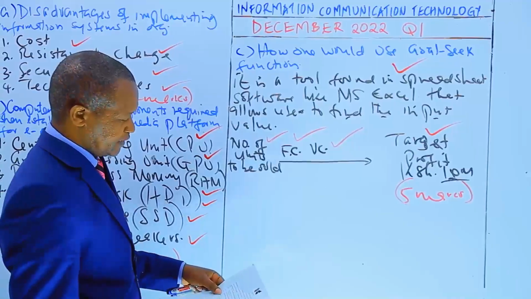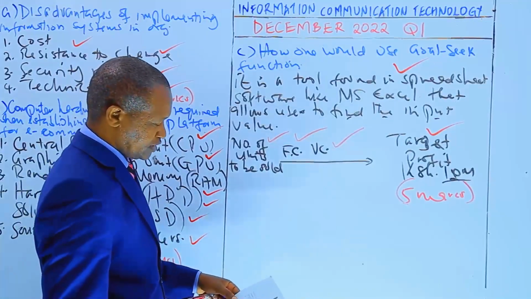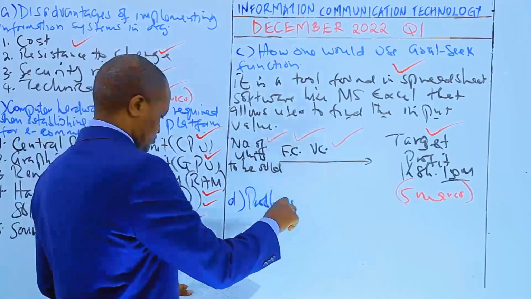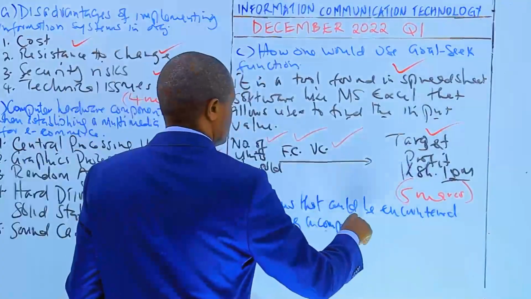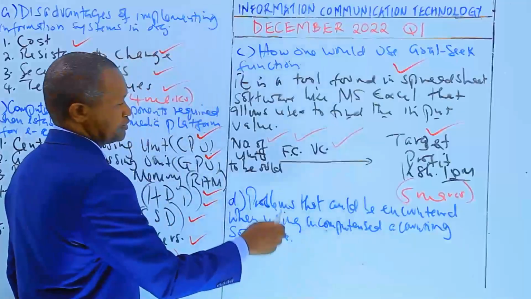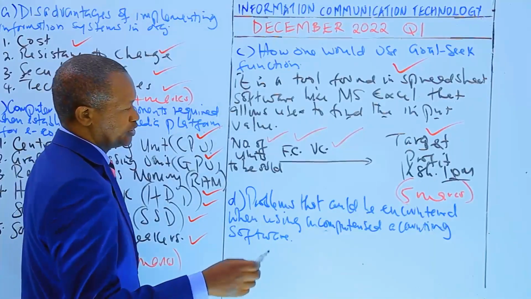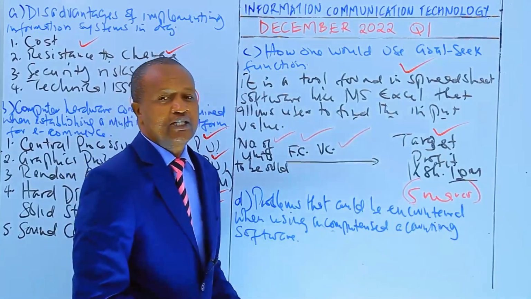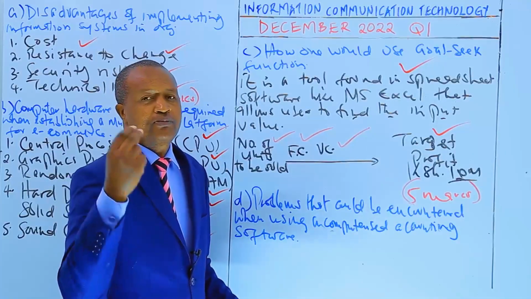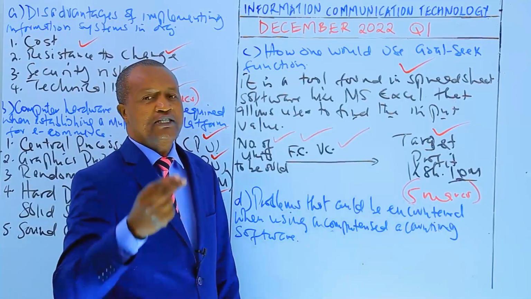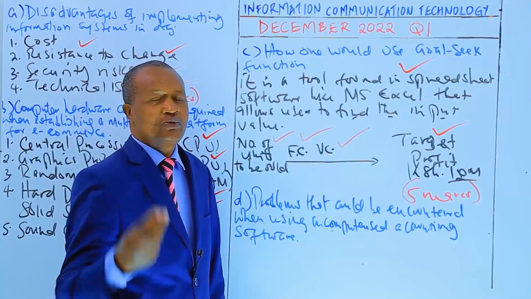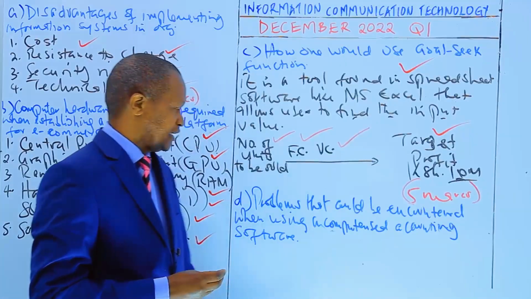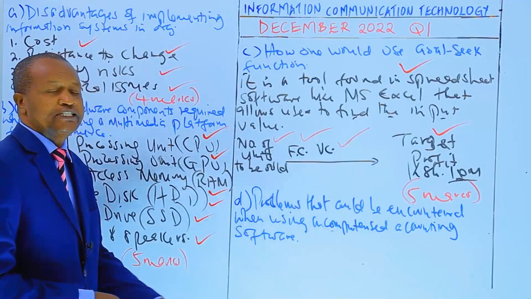Part D, explain 3 problems that could be encountered when using a computerized accounting software. The first problem is technical issues. The second problem is data integrity and security. Then the third one is learning curve and training.